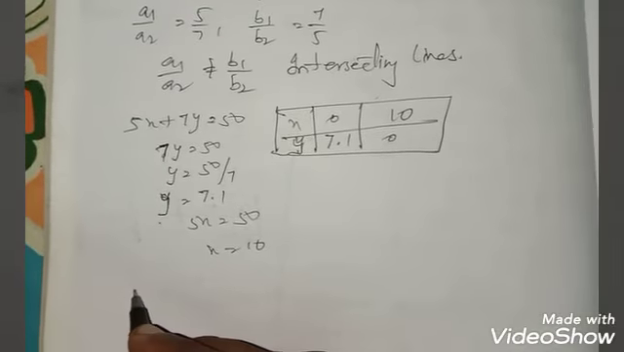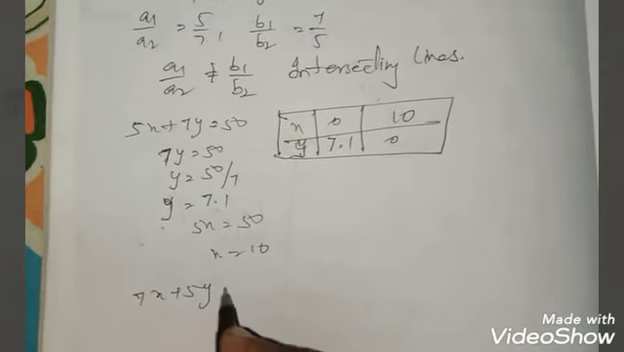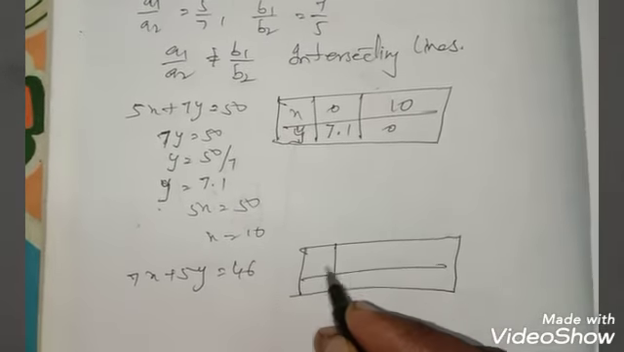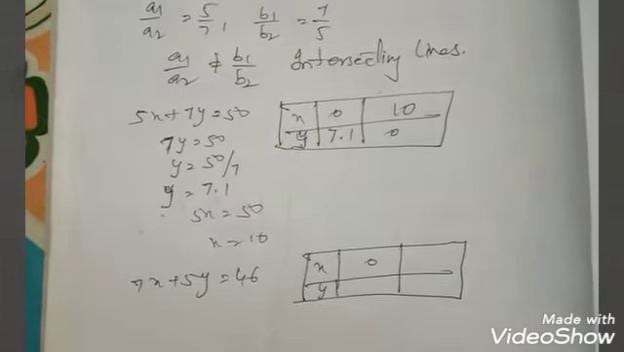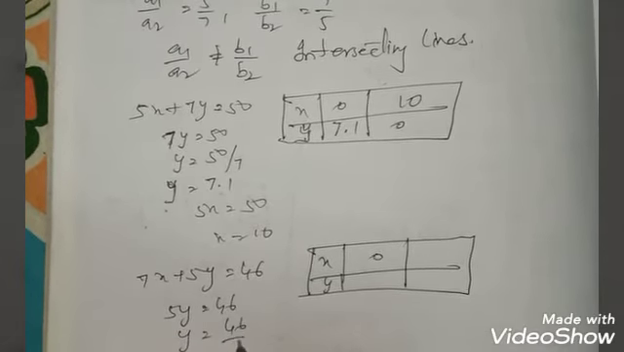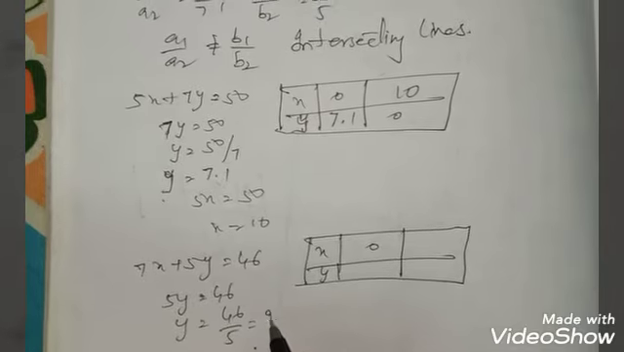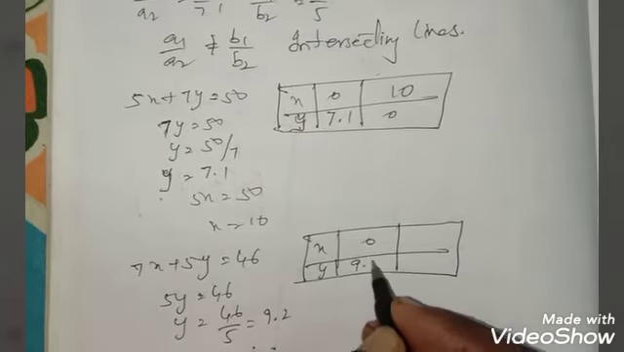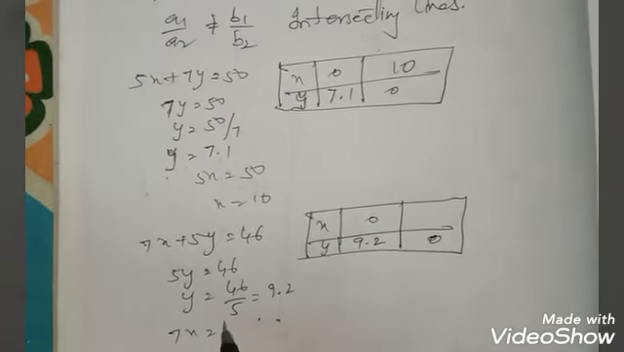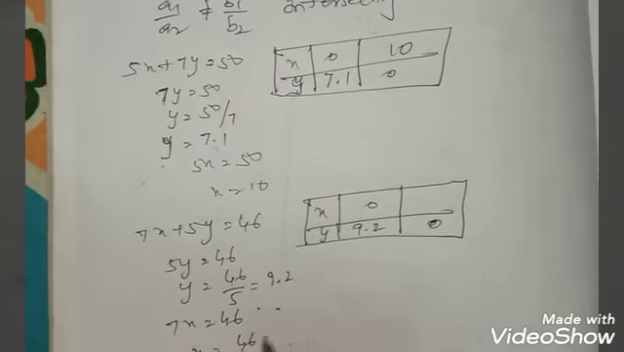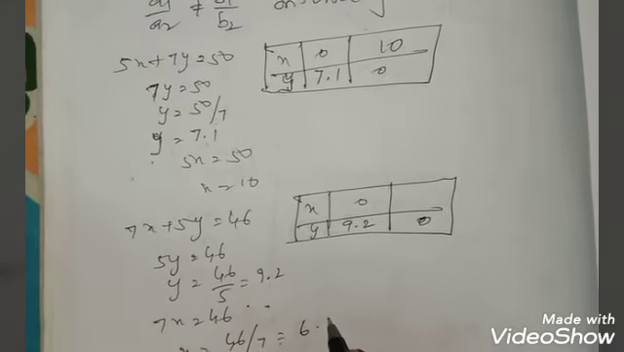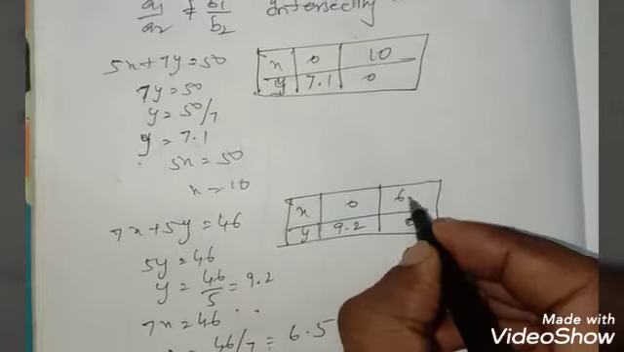Now coming to the second equation. The second is 7x plus 5y is equal to 46. Now if I substitute x is equal to 0, you will get 5y is equal to 46. So y is equal to 46 divided by 5, which is approximately 9.2. Next, substitute y is equal to 0 in this. So here 7x is equal to 46. So x is equal to 46 divided by 7. 7 sixes are 42, 4 balance, 40, 7 fives are 35. Approximately we can write it as 6.5.